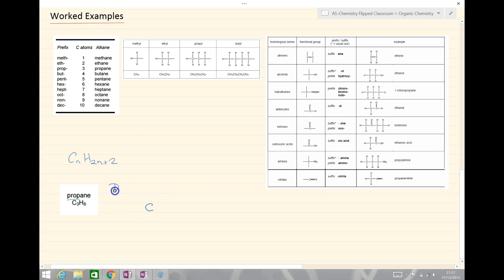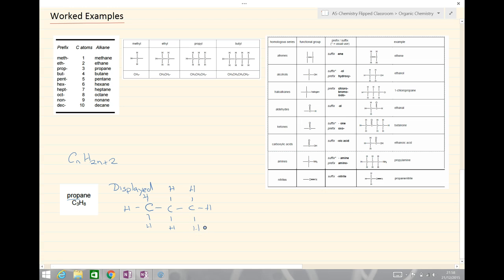So our displayed formula, where we have all the bonds, each hydrogen is attached to the carbon, and each carbon you'll notice has 4 bonds to it. Here we have the displayed formula.